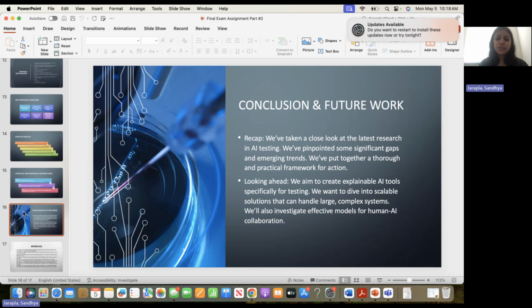So, conclusion and future work. To conclude, we have analyzed the latest AI research, identified the challenges, and proposed a framework. Moving forward, I plan to develop explainable AI tools, focus on scalability solutions, and build models for effective human AI collaboration.